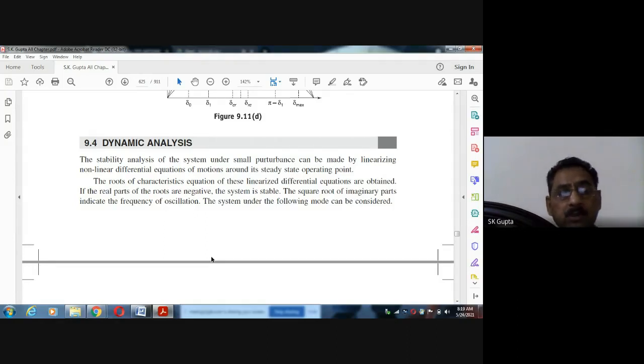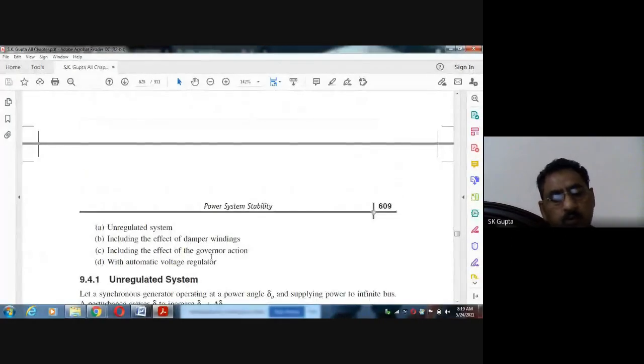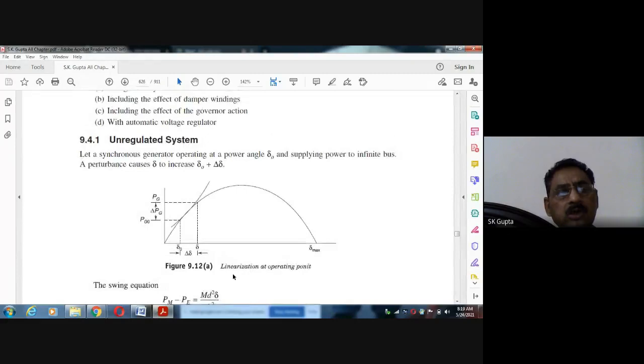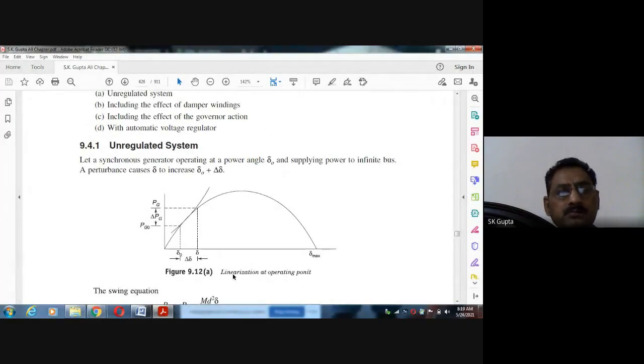Now, in dynamic analysis, we will see the swing equation. This is the swing equation: Pm minus P is equal to M d square delta by dt square. Here we have considered there is no resistance in the circuit, only reactance. So there is no damping considered. Otherwise, the swing equation is Pm minus Pe equals M d square delta by dt square plus D d delta by dt. That is the complete equation. But here we consider no resistance, and no other type of damping effect either. So the system is unregulated.